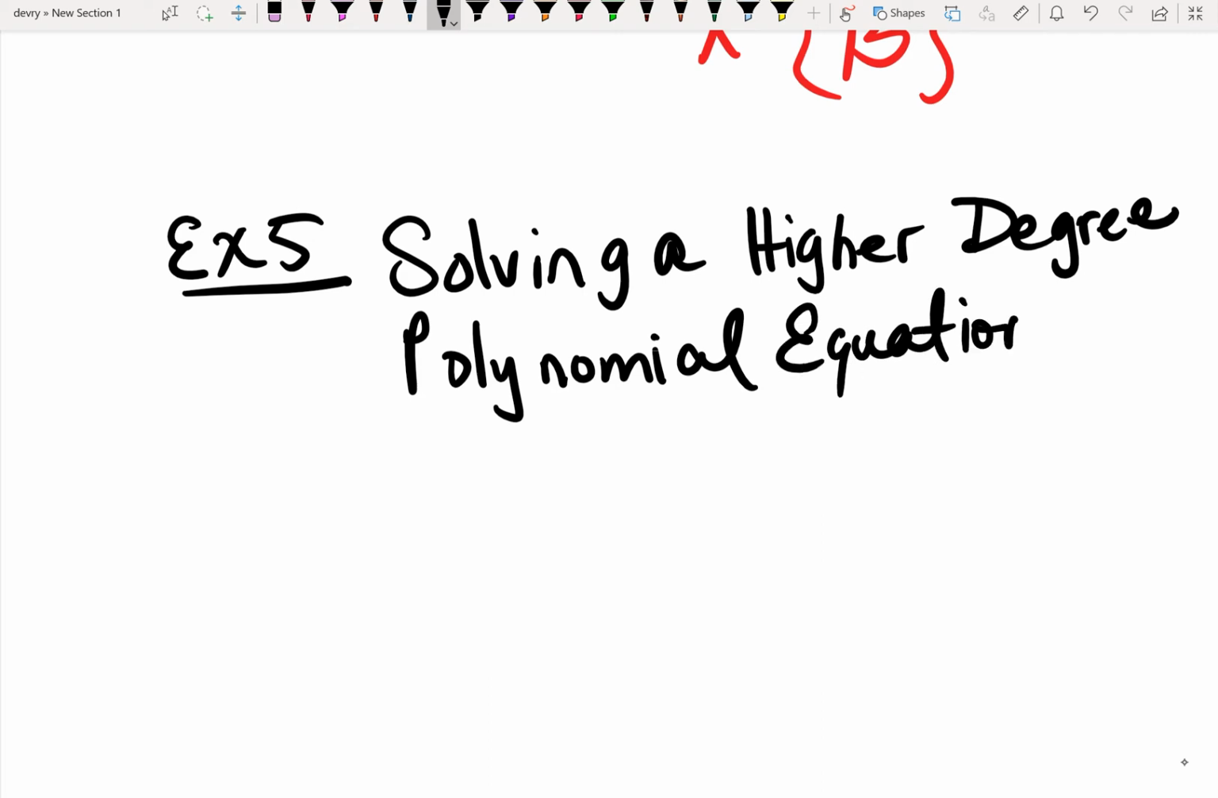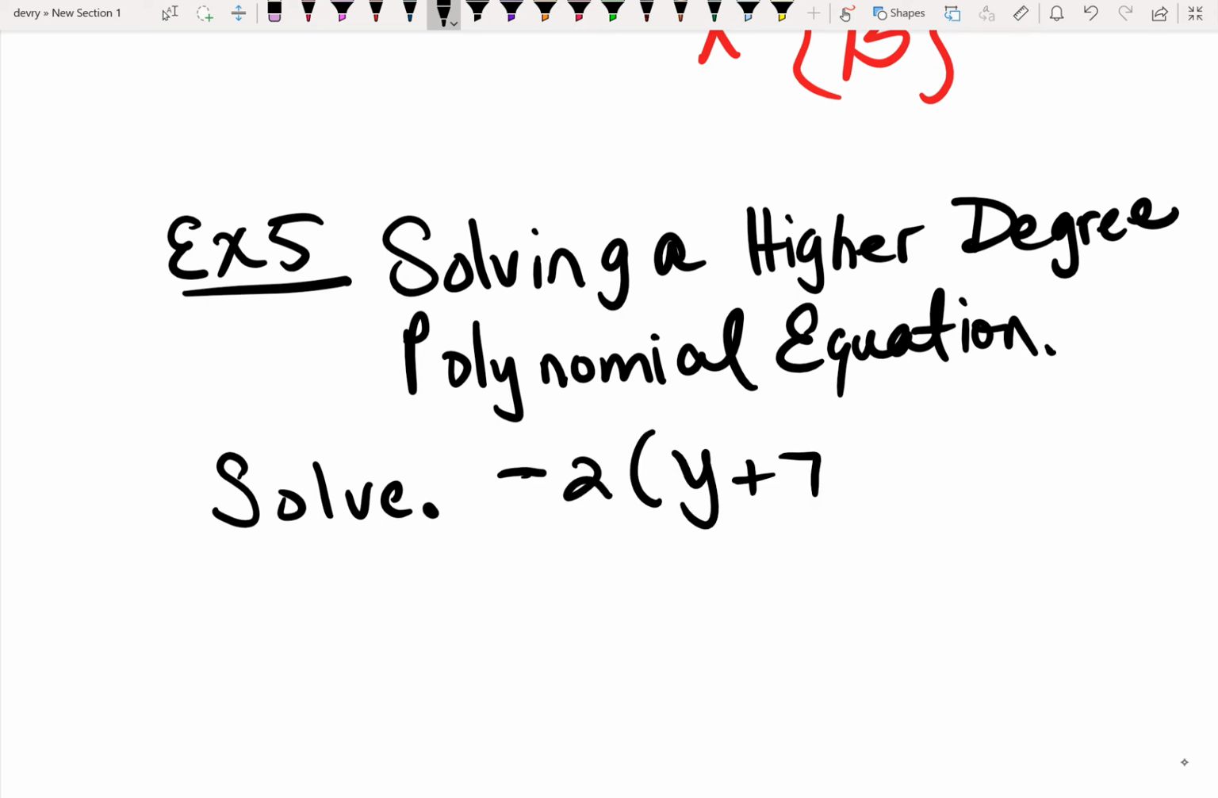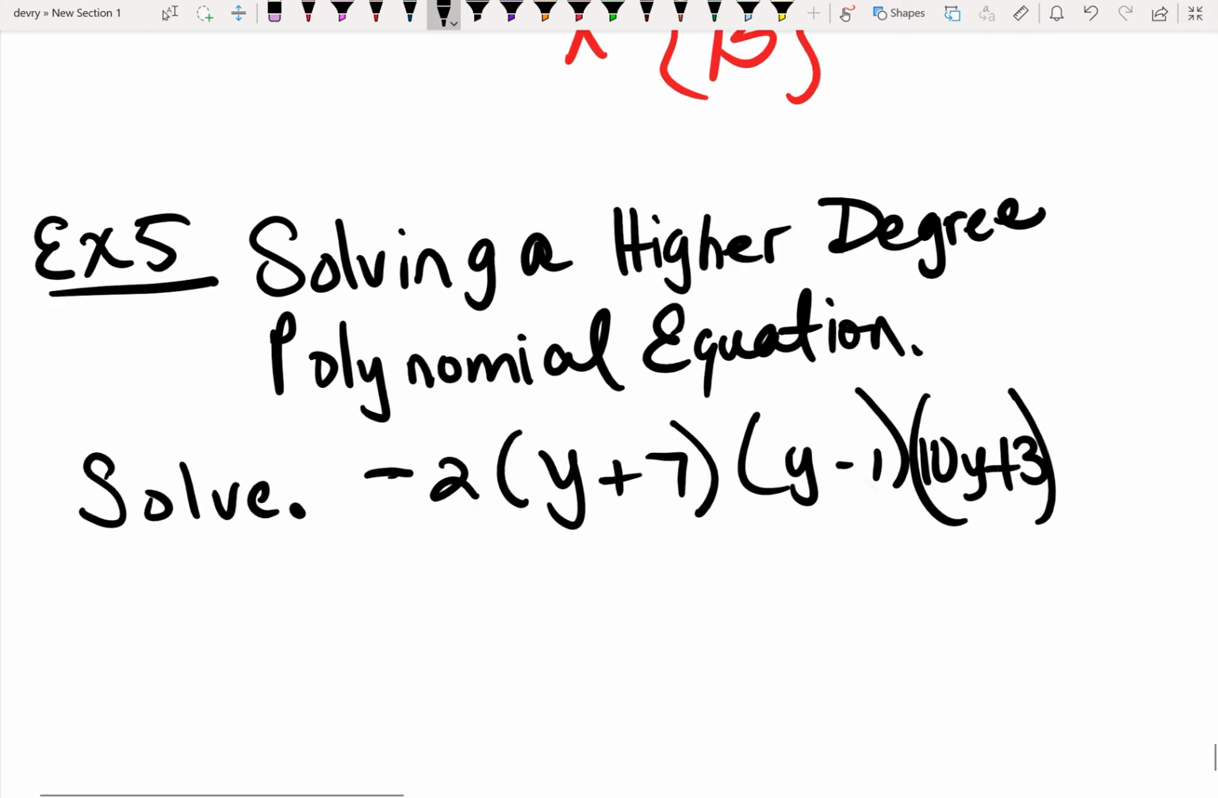So here we are. In this equation, what we're going to do is solve. We have negative 2 times (y plus 7), times (y minus 1), times (10y plus 3), and all of this is equal to 0.